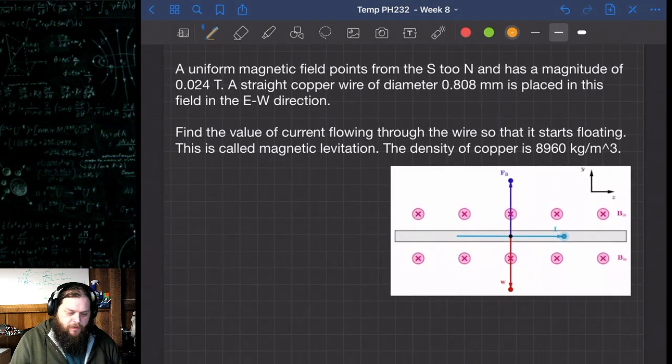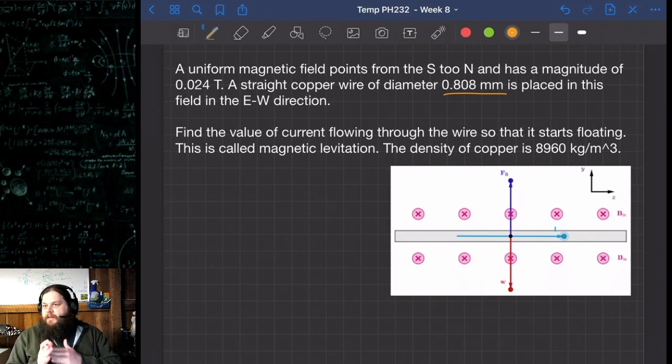In this problem, we have a uniform magnetic field which points from the south to the north and has a magnitude of 0.023 Tesla. The straight copper wire, with a diameter of 0.808 millimeters, is placed in this field in the east-west direction.